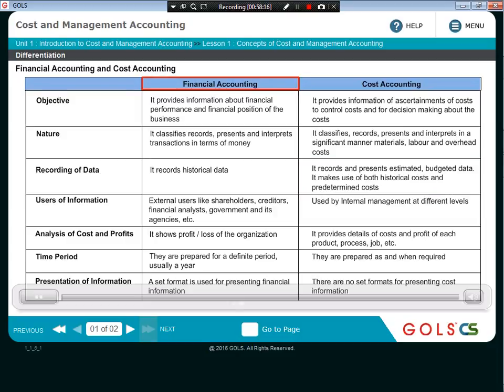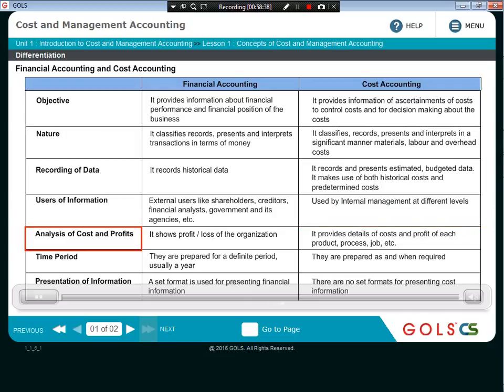Financial accounting information is used by whom? It is used by external people. Users are shareholders, creditors, financial analysts, government and its agencies. Whereas costing data is basically used for internal, management purposes. It is not disclosed to outside people.